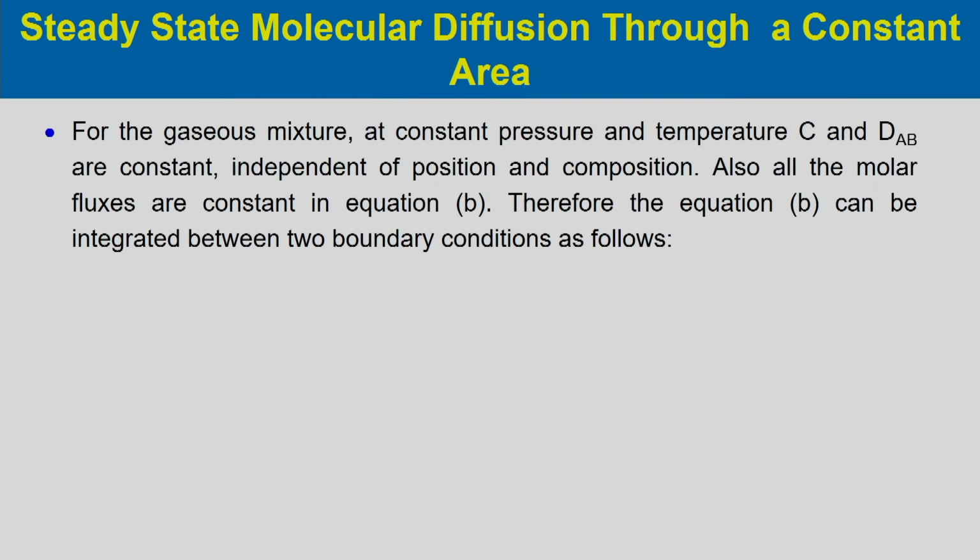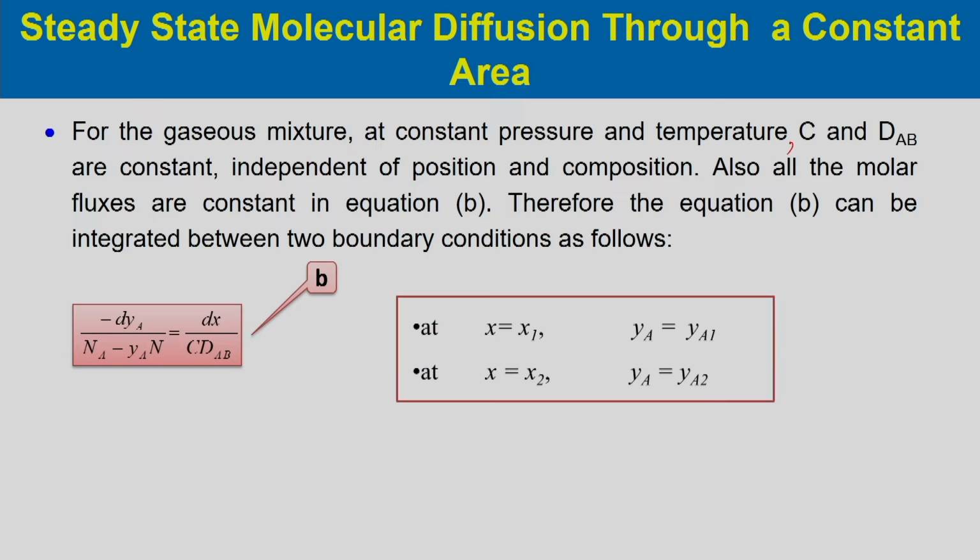Now, for the gaseous mixture at constant pressure and temperature, the concentration C and diffusion coefficient DAB are constant and independent of position and composition. Also, all the molar fluxes are constant in equation B. Equation B is minus dYA divided by (NA minus YA N) is equal to dx by C DAB. Therefore, equation B can be integrated between the two boundary conditions, which are given as follows.